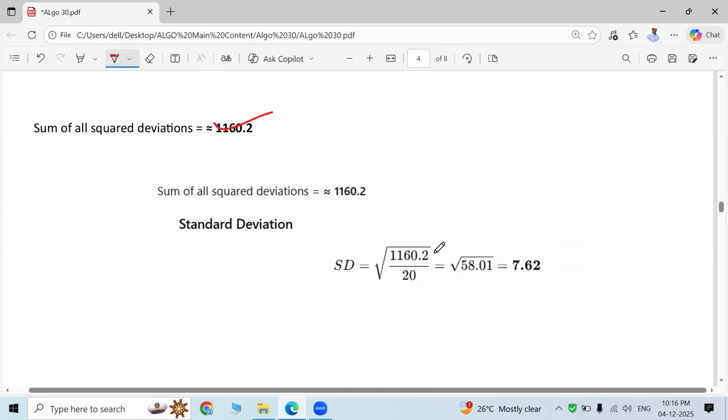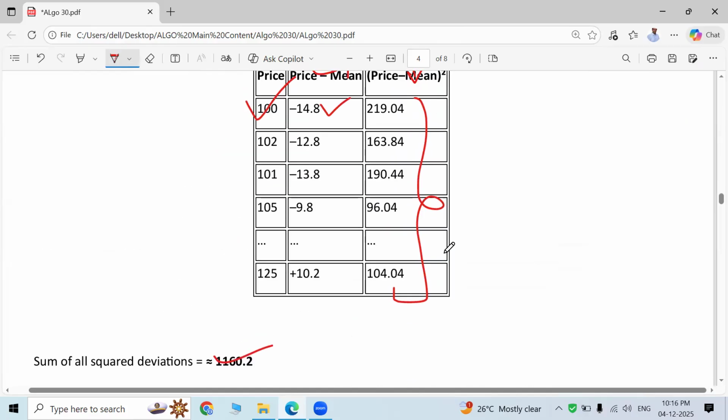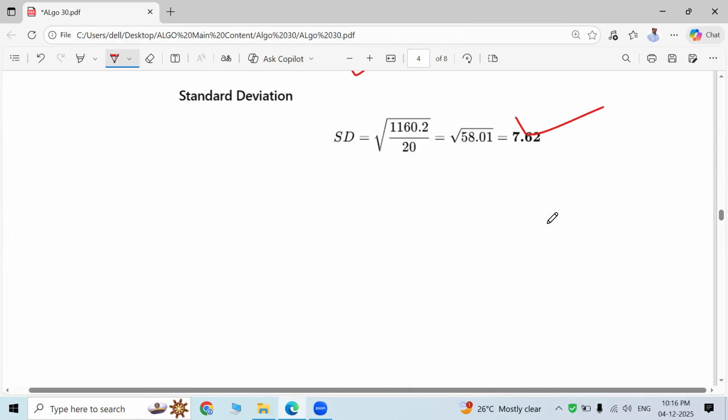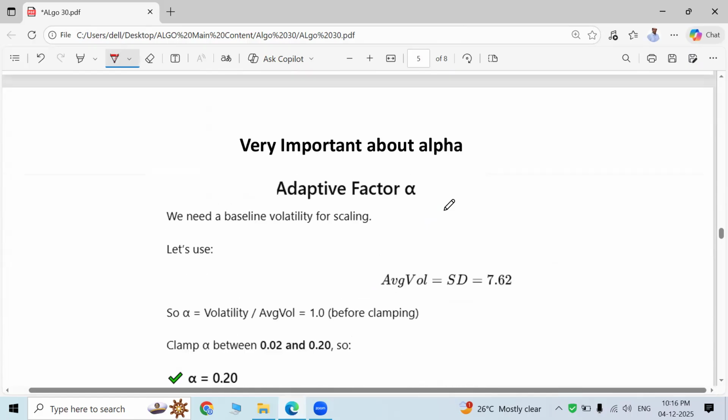But we want the standard deviation. So the standard deviation is the square root of the sum of all square deviation divided by the number of readings, 20. This comes out to be 7.62. Once we get this, we need to calculate alpha also.